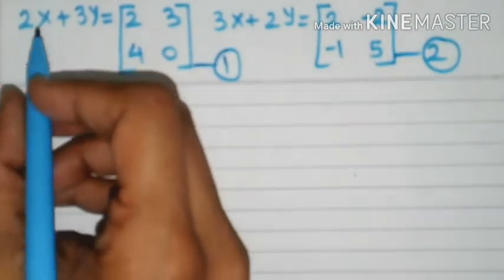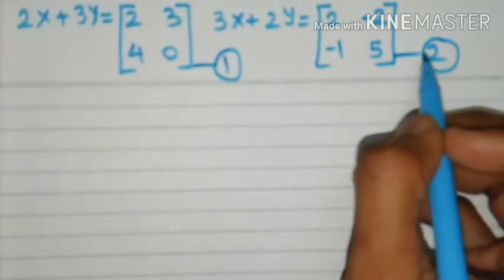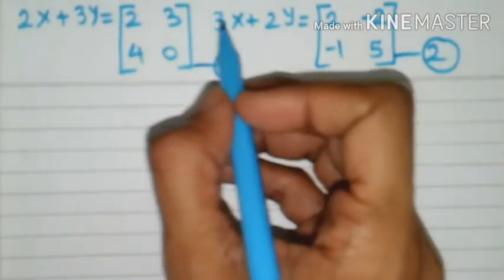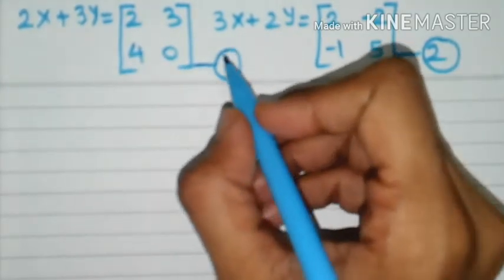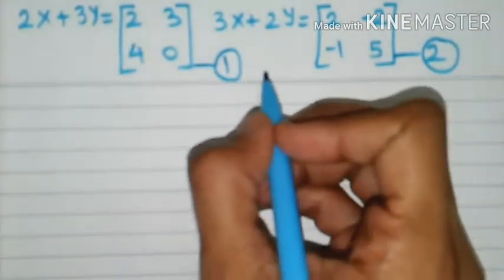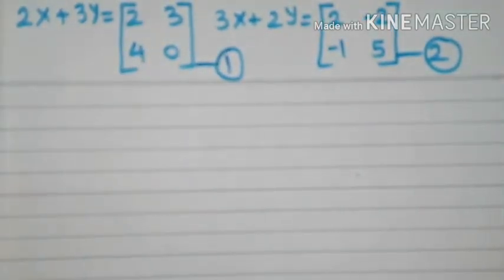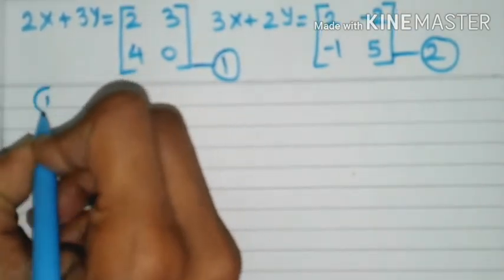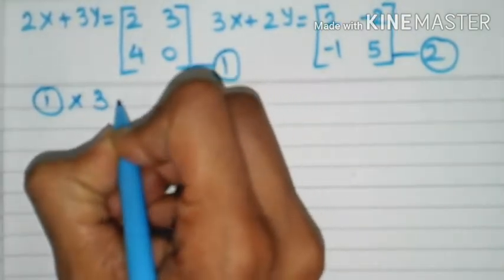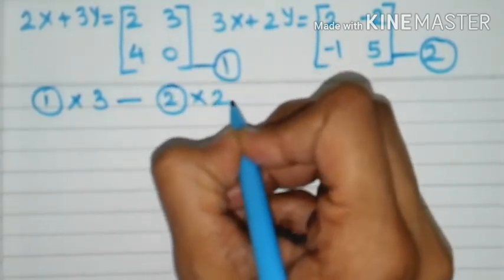In this problem, what we can do is multiply equation 1 by 3 and equation 2 by 2. Then you will observe that I will get 6x in both the equations, and if I subtract these two, I can eliminate x. So the main idea is to eliminate any one variable. You can do that with y or with x. So let me multiply the first equation by 3 and subtract the second equation, which I have multiplied by 2.